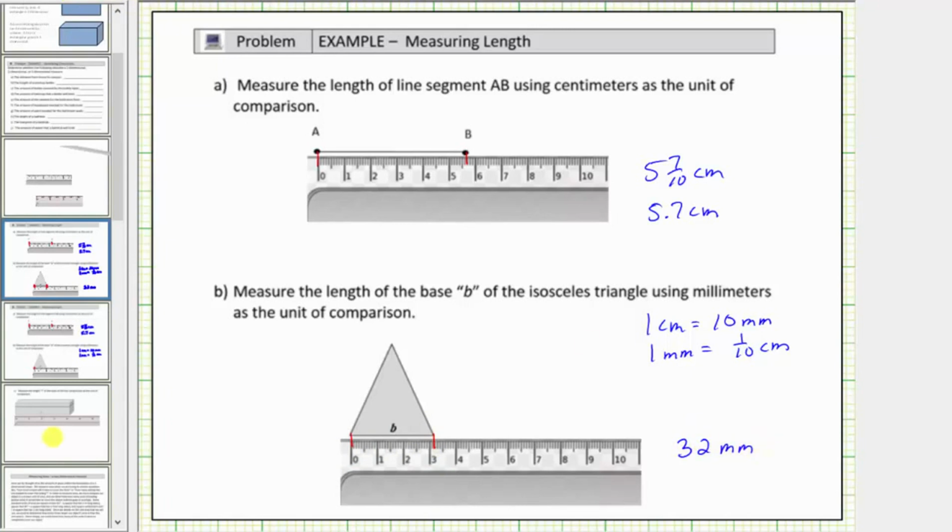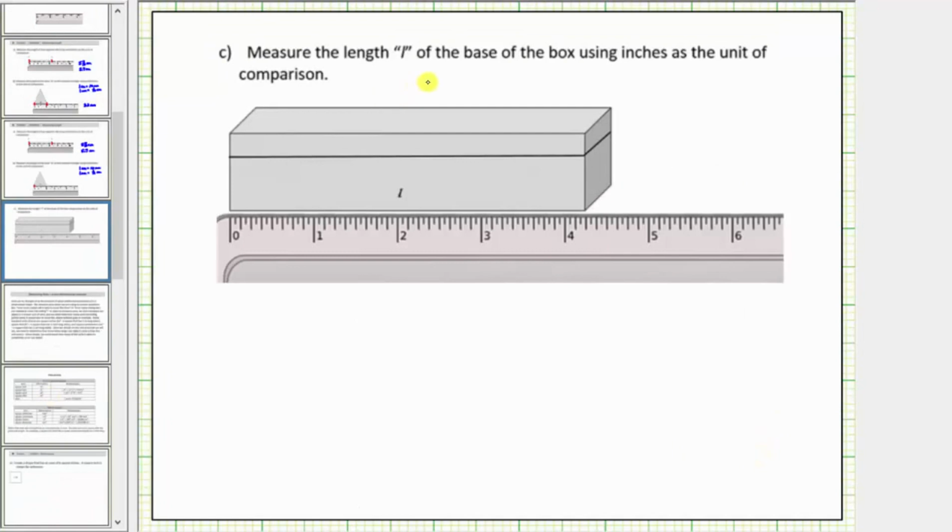Now for the last example, we're asked to measure the length L of the base of the box using inches as a unit of comparison. So now we have an inch ruler, meaning the length between each larger unit is 1 inch. To begin, we line up one end with 0 on the number line, and then measure the length. We'll notice how the length is between 4 and 5 inches.